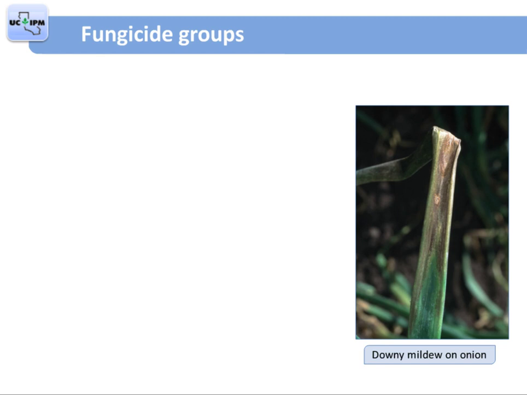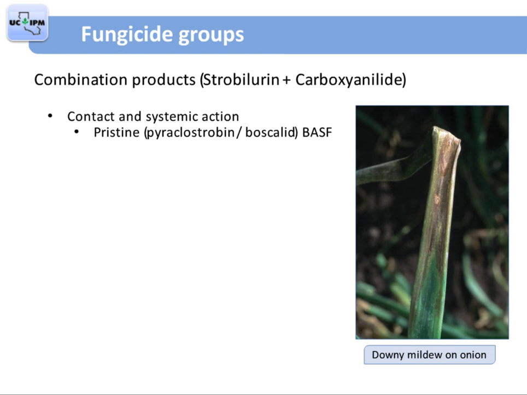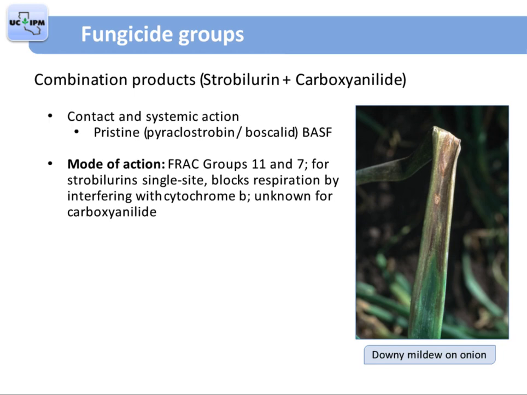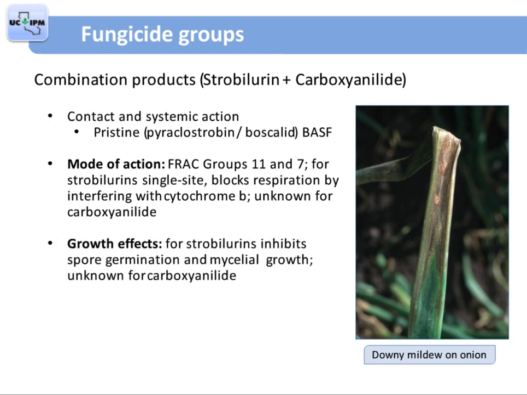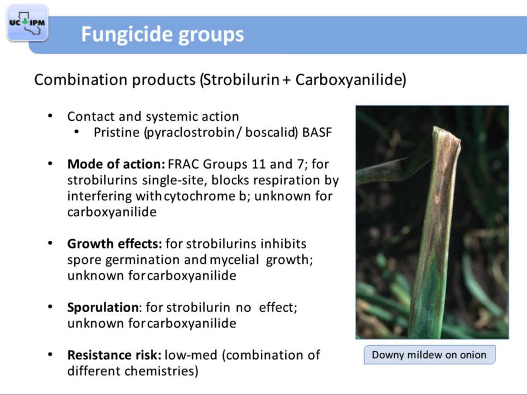Next, we have the combination products. Pristine is the first example. It's a combination of pyraclostrobin and boscalid from BASF. The mode of action is both contact and systemic. In this particular combination prepackaged mix, it is a group 11 and group 7. The growth effects are the same as for the strobilurins. They are unknown for carboxyanilide. The sporulation is the same for strobilurin and unknown for carboxyanilide. The resistance risk for this is low to medium.